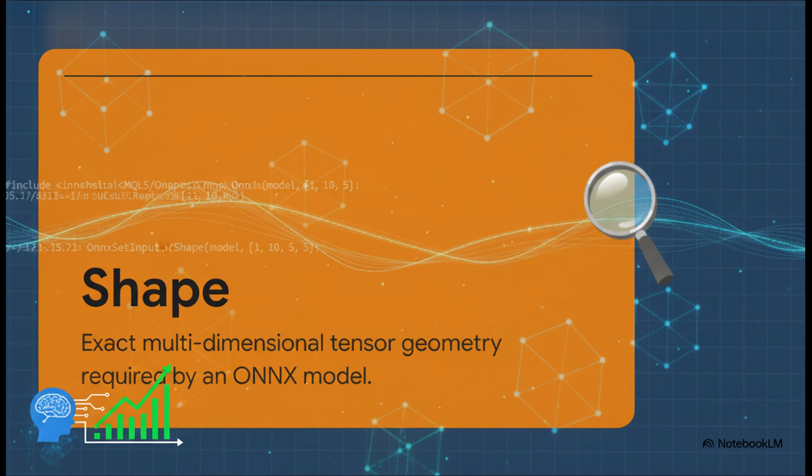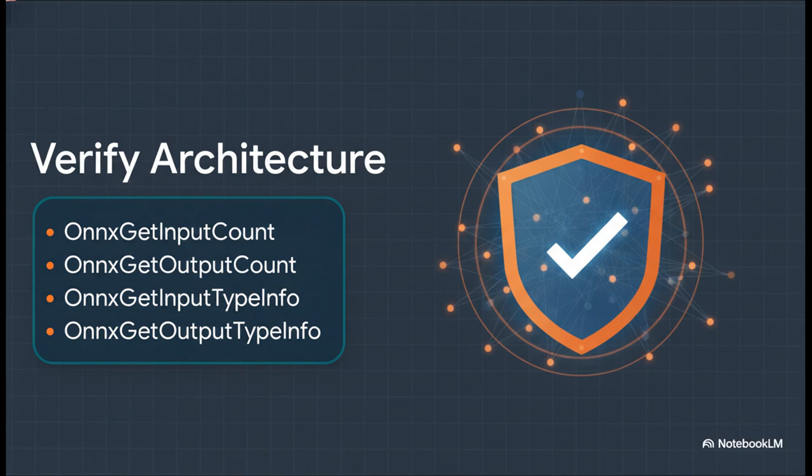For instance, if your model was trained in Python to expect a 3D tensor, batch size times steps times features, but your EA tries to feed it a flat 1D array of close prices, the execution will instantly halt. Geometry is everything here. So, here's a highly actionable pro tip for your codebase.